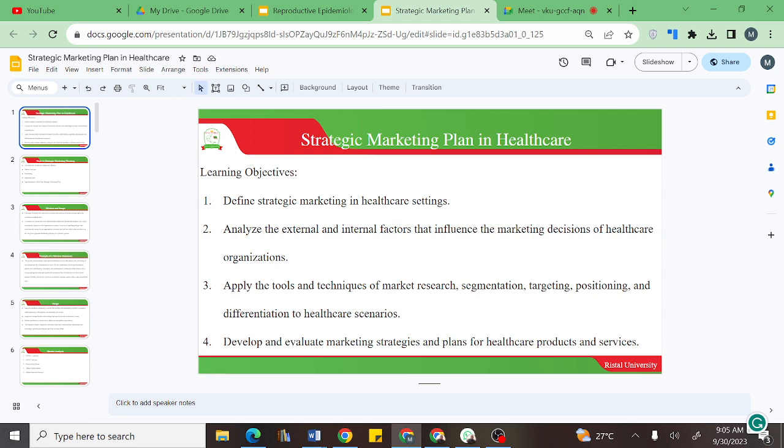We will also look at the tools that we can use to gather data in order to make these decisions. Okay, so the tools that we use for market research, segmentation, targeting, positioning, and then differentiation. And then finally, we'll look at how to develop these marketing strategies and plans. So how these plans actually look like. So those are the things that we are going to look at.